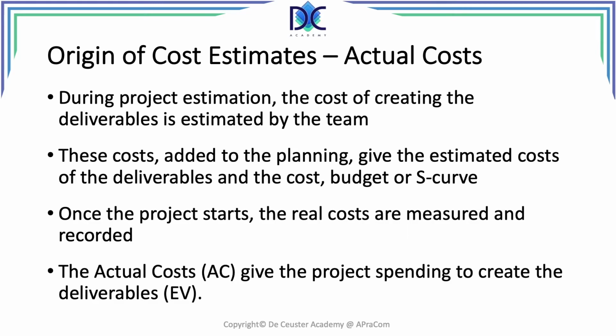It may be the time that people are working. They report the hours they work, and that is added to the cost of the activity. The actual costs define or give the spending that we have to create the deliverables. How much money did we spend to create the earned value? Because we pay the people to create the deliverables.